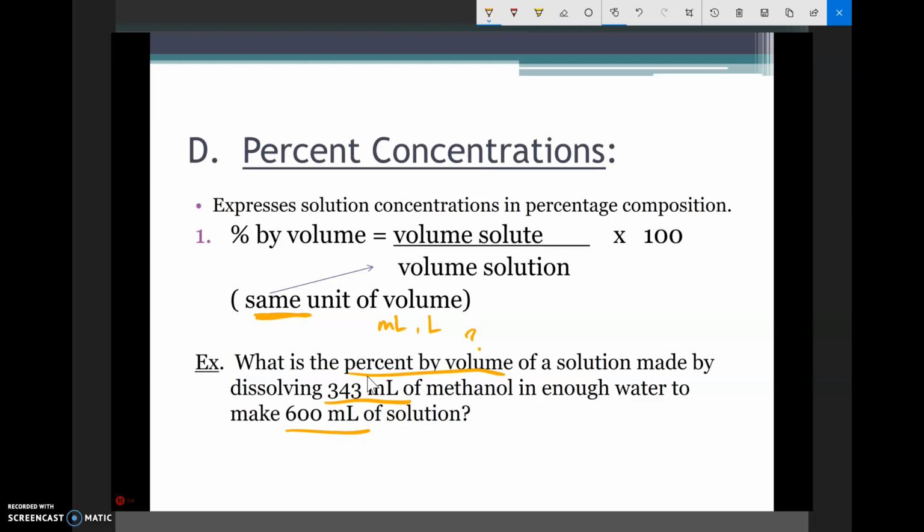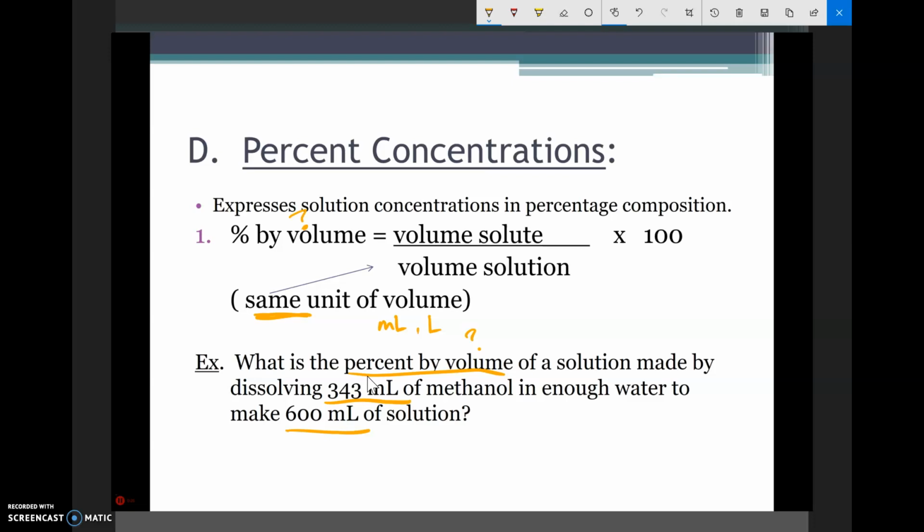So we know that we're supposed to find percent by volume. So that's this. This is our unknown. And then it says that we have 343 milliliters of methanol and 600 milliliters of solution. You need to be really careful to make sure that you get the right number in the right location.